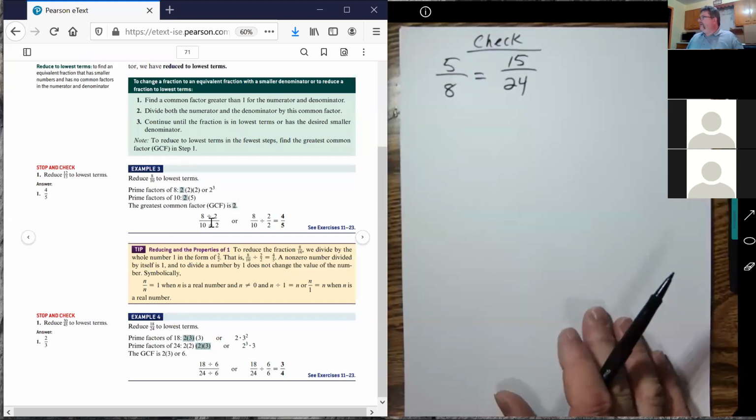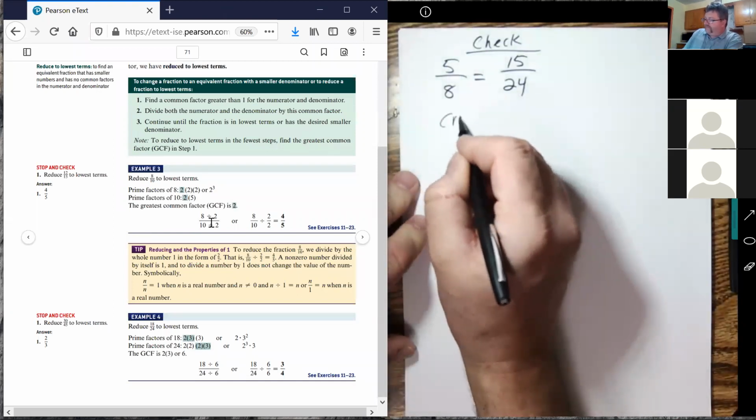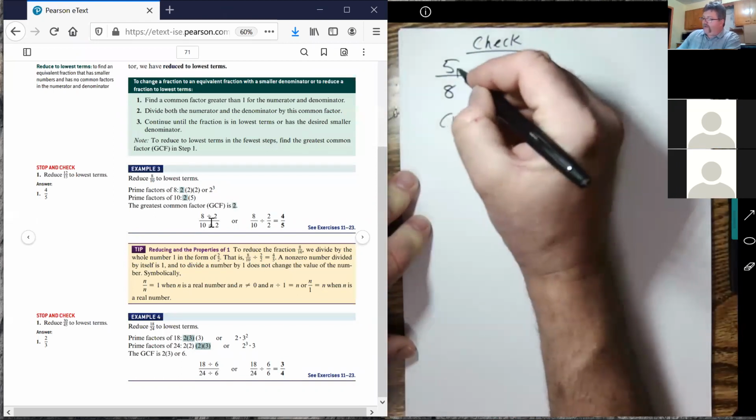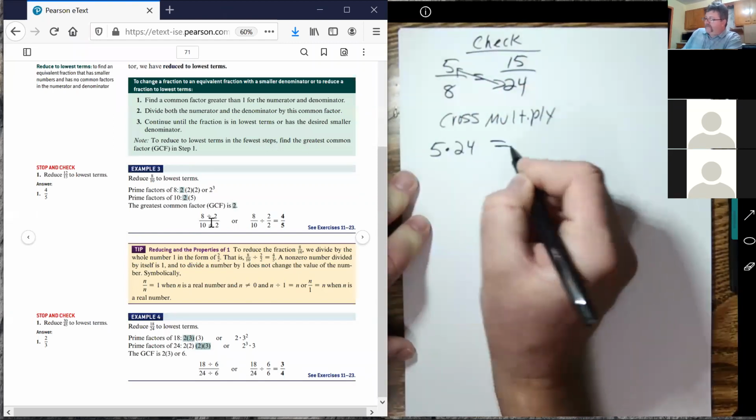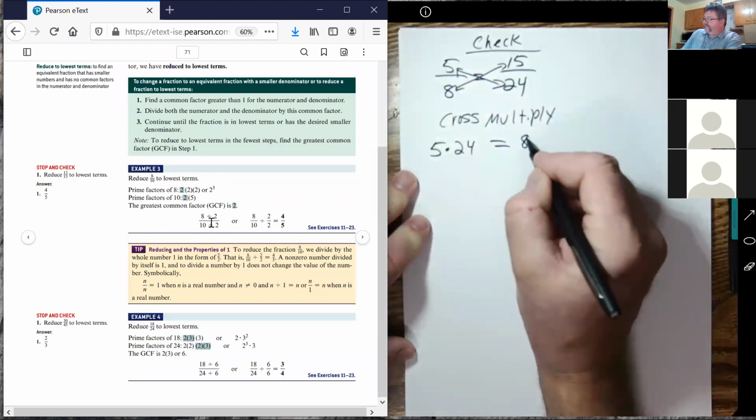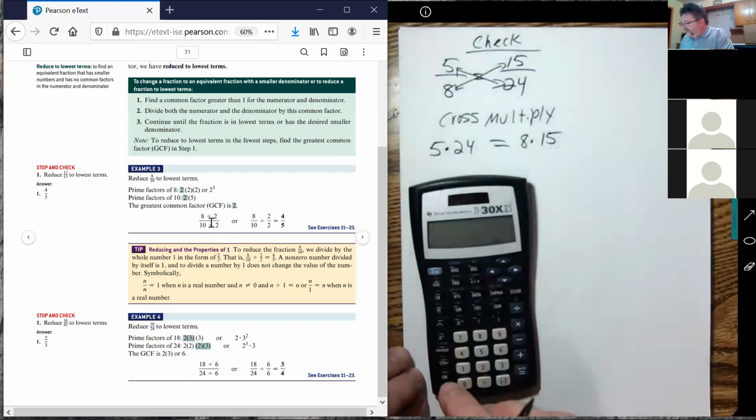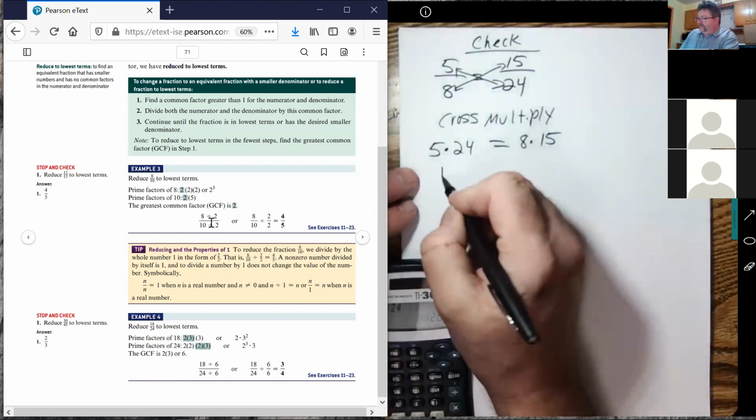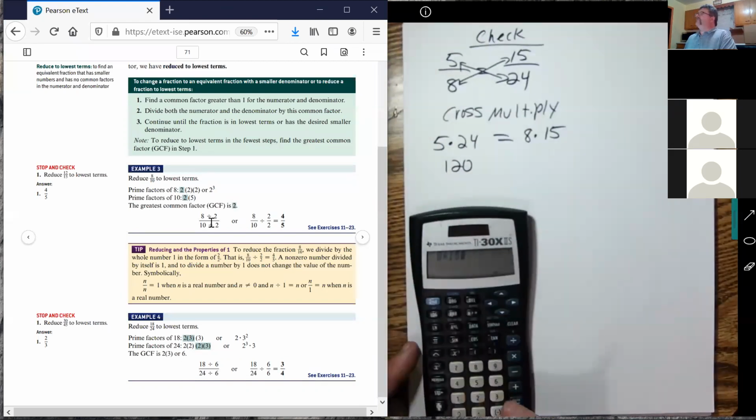I like it. Yet another way to check is to do what we call cross multiply. If I take the 5 times the 24, it has to equal the 8 times the 15. If it doesn't, then something's wrong. So if I take 5 times 24, what am I going to get here? 5 times 24, 120. And if I take 8 times 15, I better get that same 120. And I do.